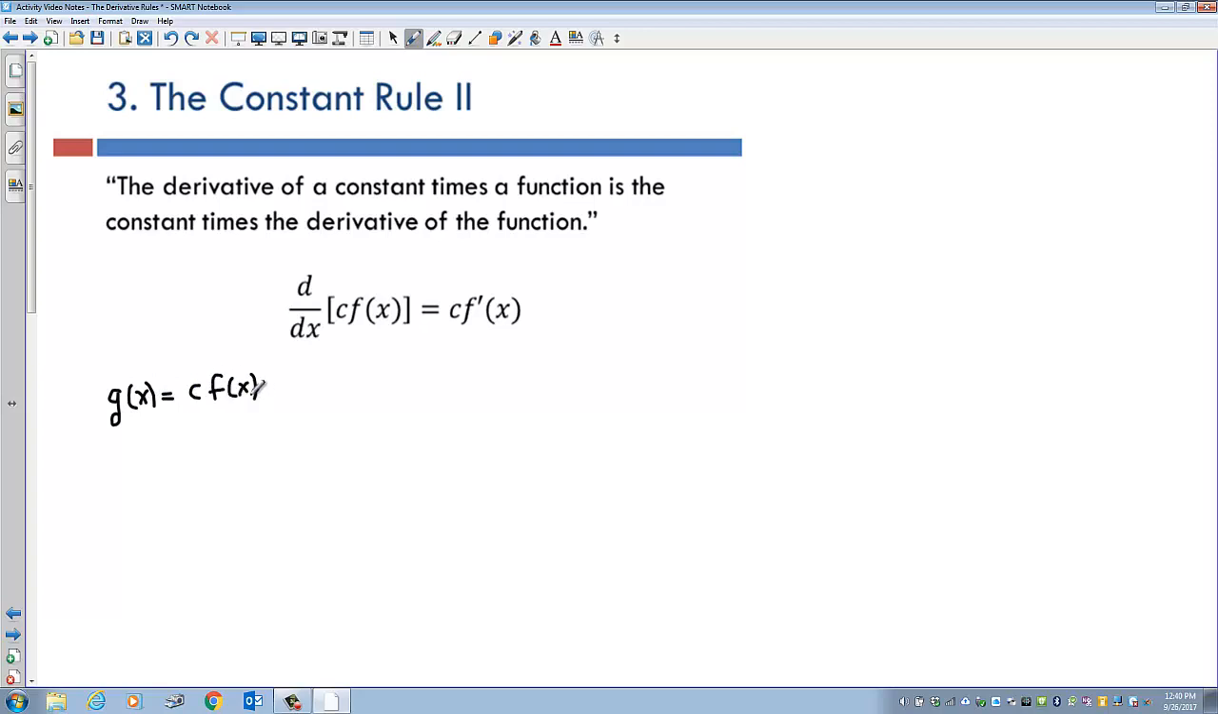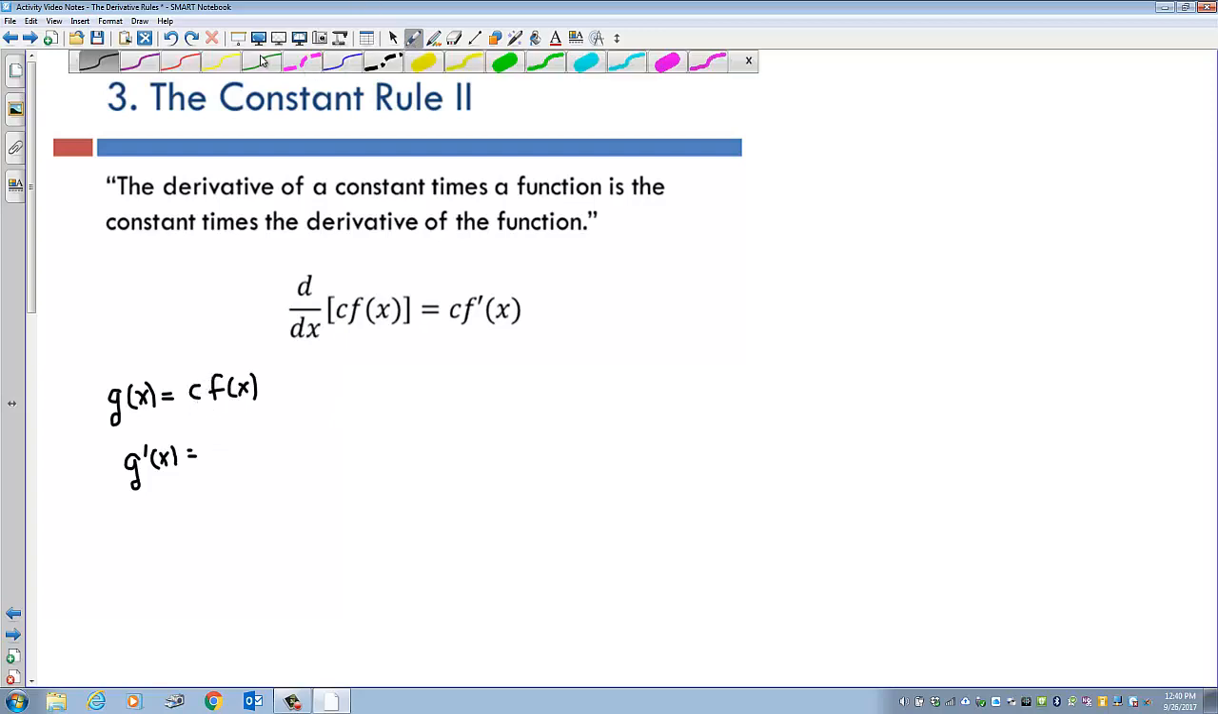And on this one, we can use the product rule. So if we show that the product rule is true, this one will follow. And I talked a little bit about this in class. You really don't need the constant rule, part two, but it's really nice because a lot of times you're working with a constant times a function. So to take its derivative, it's just the constant times the derivative of the function. But here, we can just use the product rule.